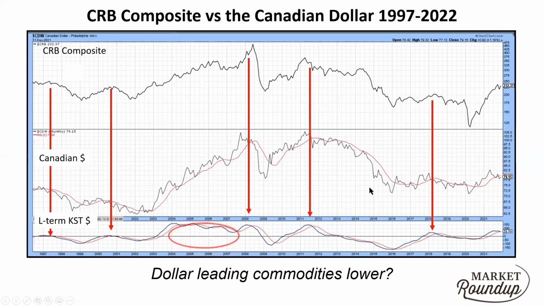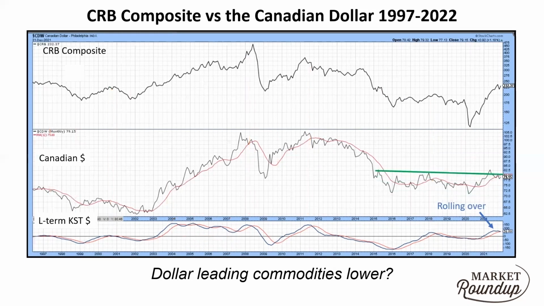Nothing's perfect, of course, as we get a series of false negatives in that period just there. But if you look now, you can see that the KST is rolling over, which doesn't look too good for the Canadian dollar or for commodity prices. And you can see that it broke out above this base here, and that breakout turned out to be a false breakout on the upside, another negative factor.